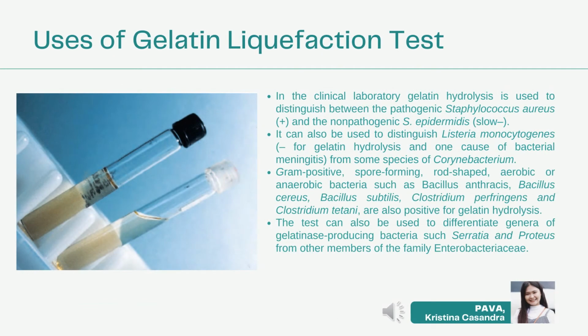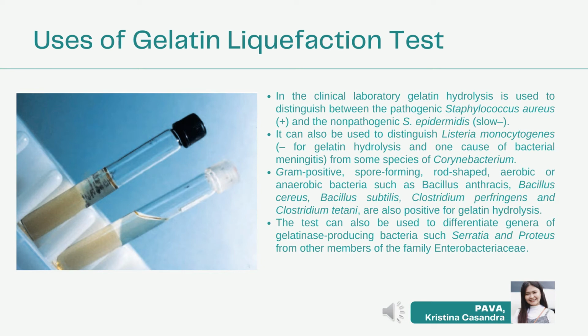In the clinical laboratory, gelatin hydrolysis is used to distinguish between the pathogenic Staphylococcus aureus, which is gelatinase positive, and the non-pathogenic Staphylococcus epidermidis, which is negative. It can also be used to distinguish Listeria monocytogenes, which is negative for gelatin hydrolysis and causes bacterial meningitis, from some species of Corynebacterium.